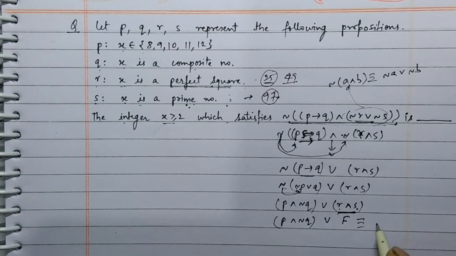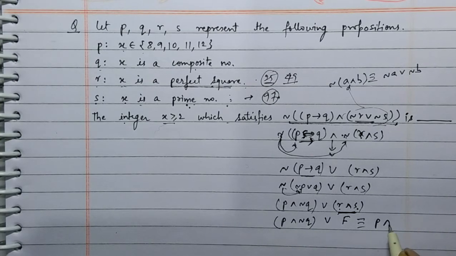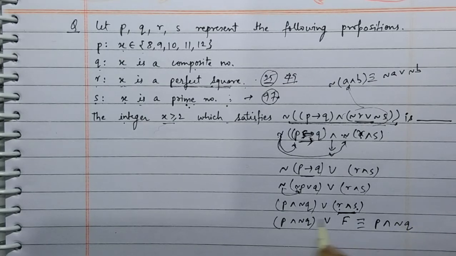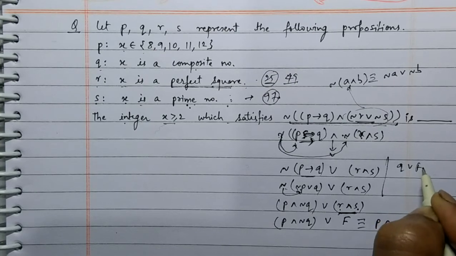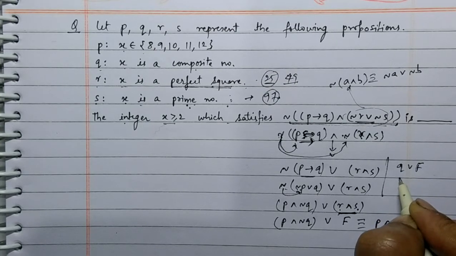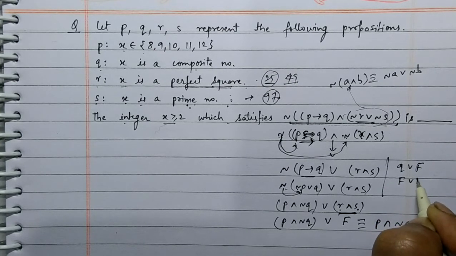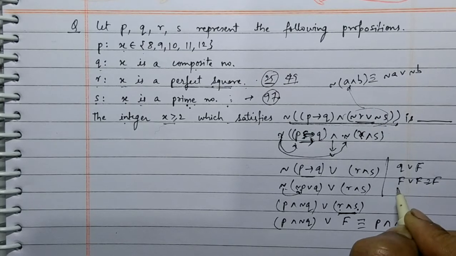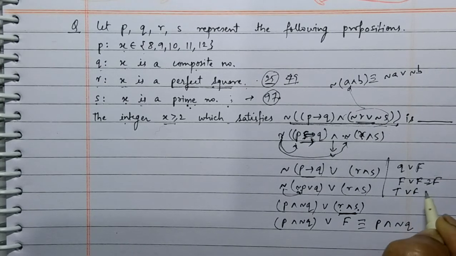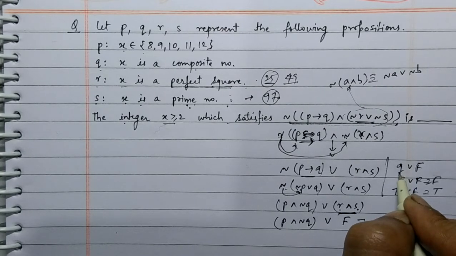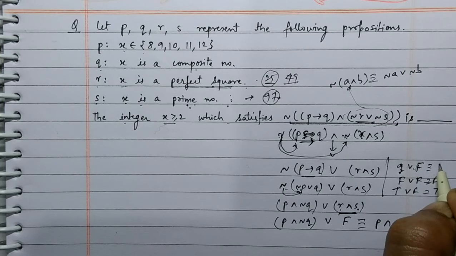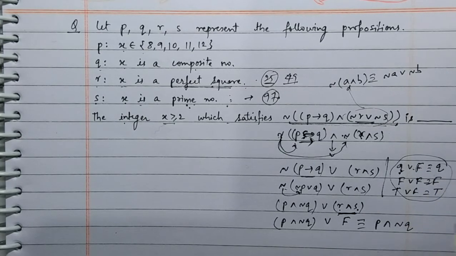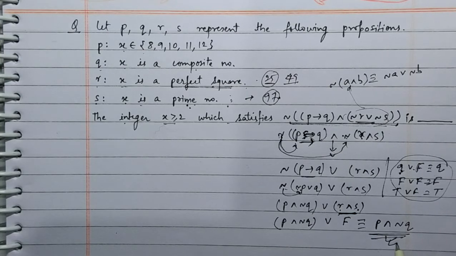Again this will be equal to P and not Q. How? Suppose Q or false. If Q is false, false or false is equal to false. If Q is true, true or false is equal to true. Whatever the value of Q, the result will be that. So Q or F is equal to simply Q. So we will write it as it is. So simplified version is this.